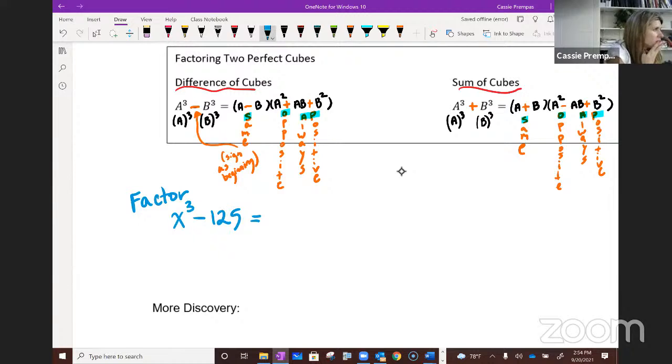Caleb, can you tell it to me? You don't have to write it. Can you tell it to me? It's x minus 5, and then you're gonna do x squared plus 5x.